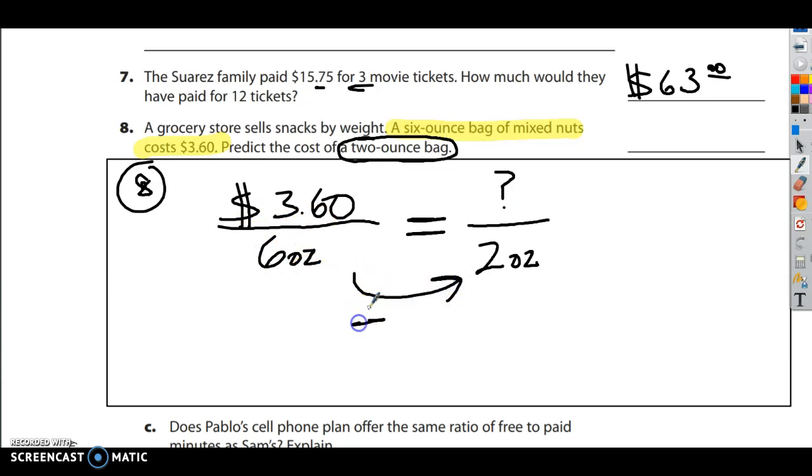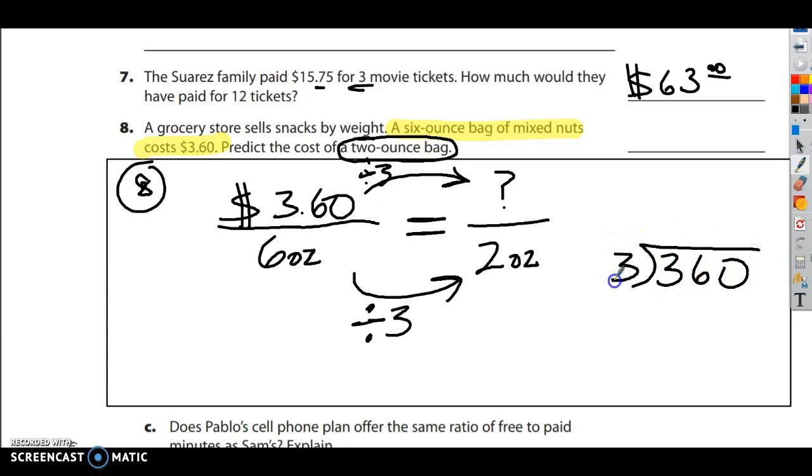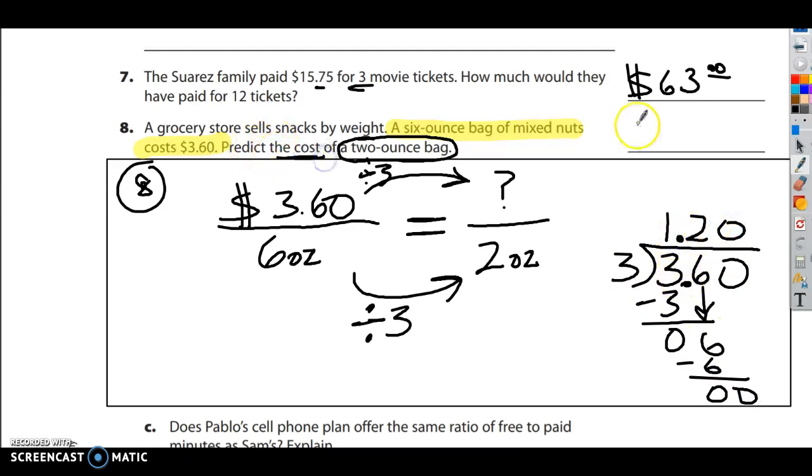I divide by 3. So if you divide that by 3, you're going to divide this by 3. 360 divided by 3. 3 goes into 3 once. 3 goes into 6 twice. 3 goes into 0 0 times. My decimal comes straight up. It says predict the cost. Cost means dollar sign. It's $1.20.